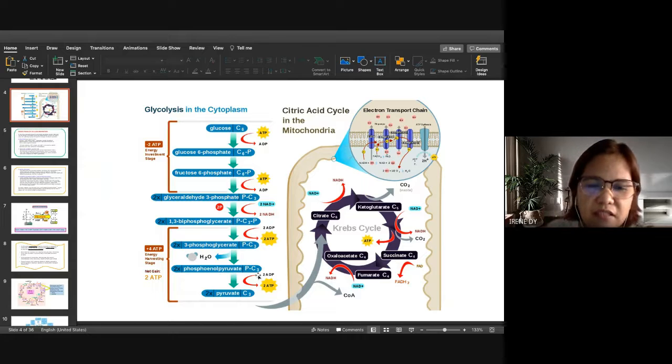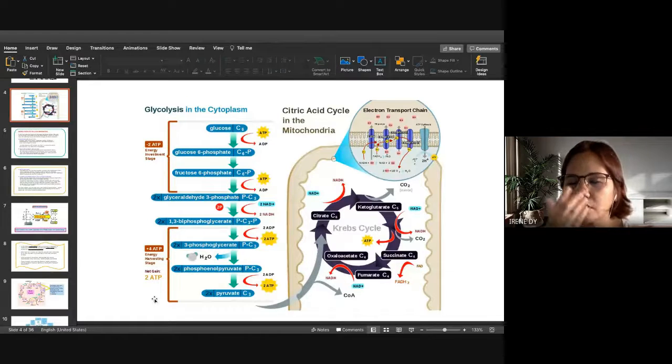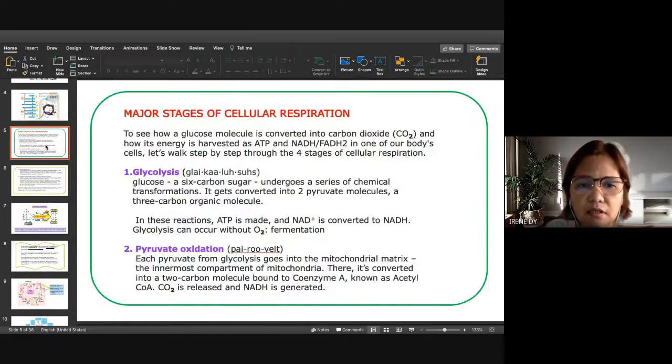Balikan natin. Sabi dito, 4 na ATP, kaso may negative 2 dito. Kaya ang net gain lang sa proseso ng glycolysis ay 2 ATP lang. Pag ang glycolysis, class, walang oxygen, hindi na siya didiretso sa Krebs cycle. Tandaan nyo yan. What would happen now? Fermentation or lactic acid production.